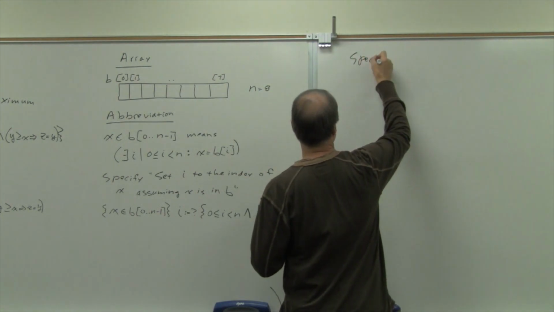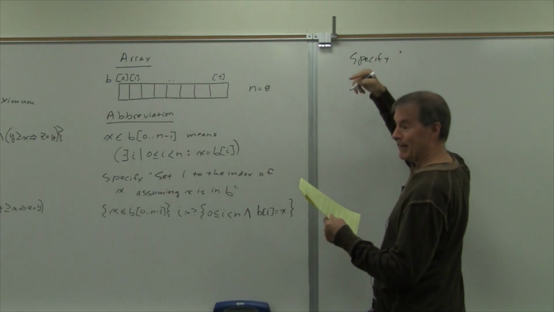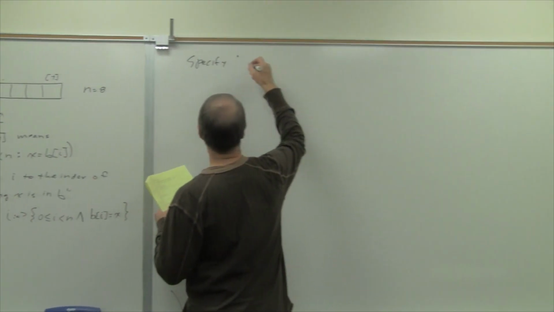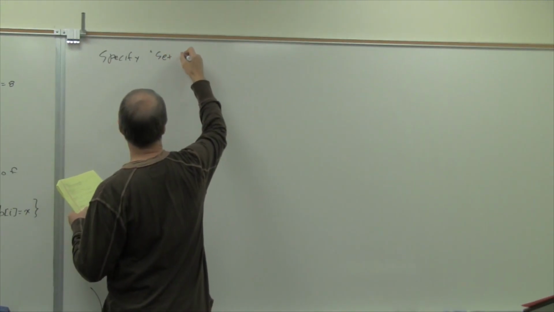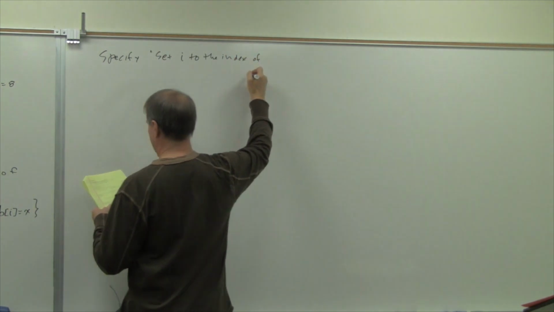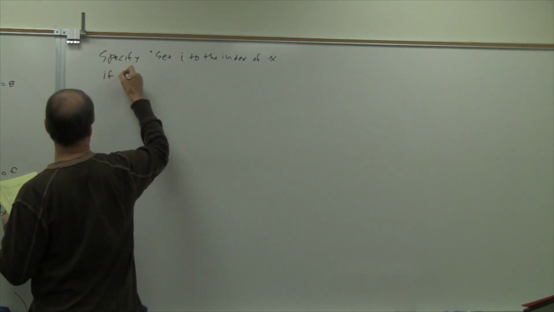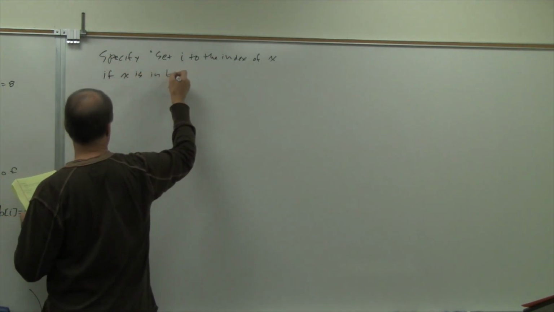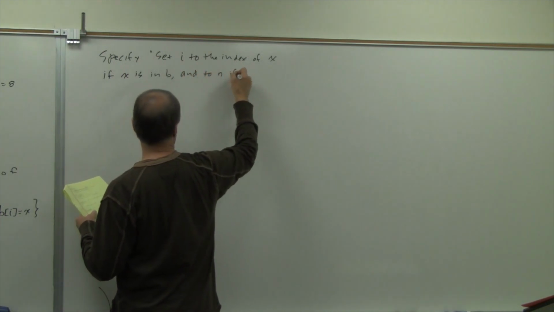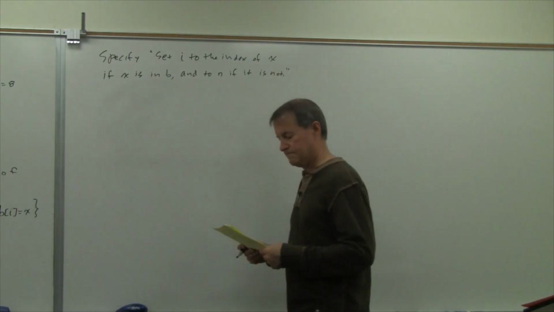specify, quote, set I to the index of x if it is in B, and to n if it is not. So set I to the index of x if x is in B, and to n if it is not. Period, end quote. Preconditions true.